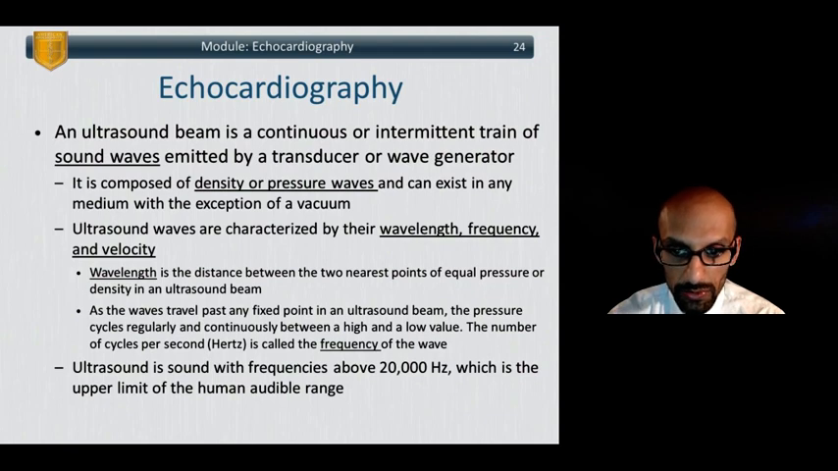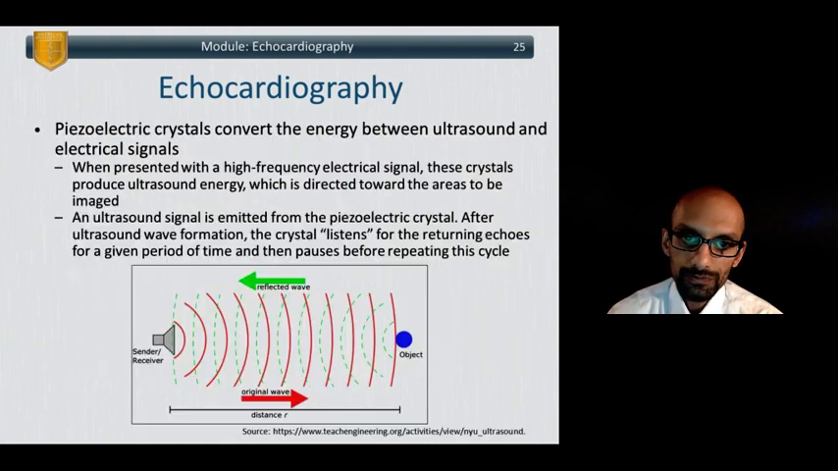Wavelength, of course, is the distance between two nearest points of amplitude of equal pressure or density in an ultrasound beam. As the waves travel past any fixed point in the ultrasound beam, the pressure cycles regularly and continuously between high and low values. The number of cycles per second, or hertz, is called the frequency of the wave. So ultrasound is sound with frequencies above 20,000 hertz, which is the upper limit of the human audible range.